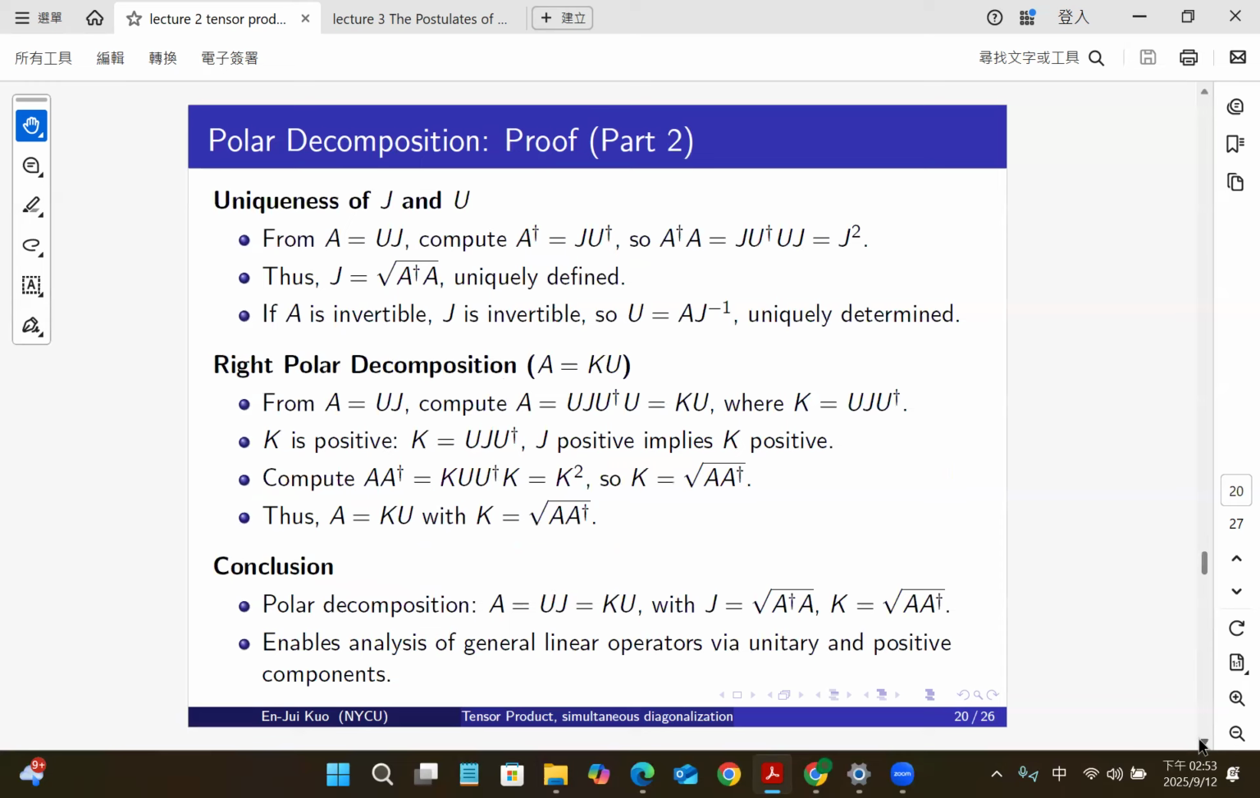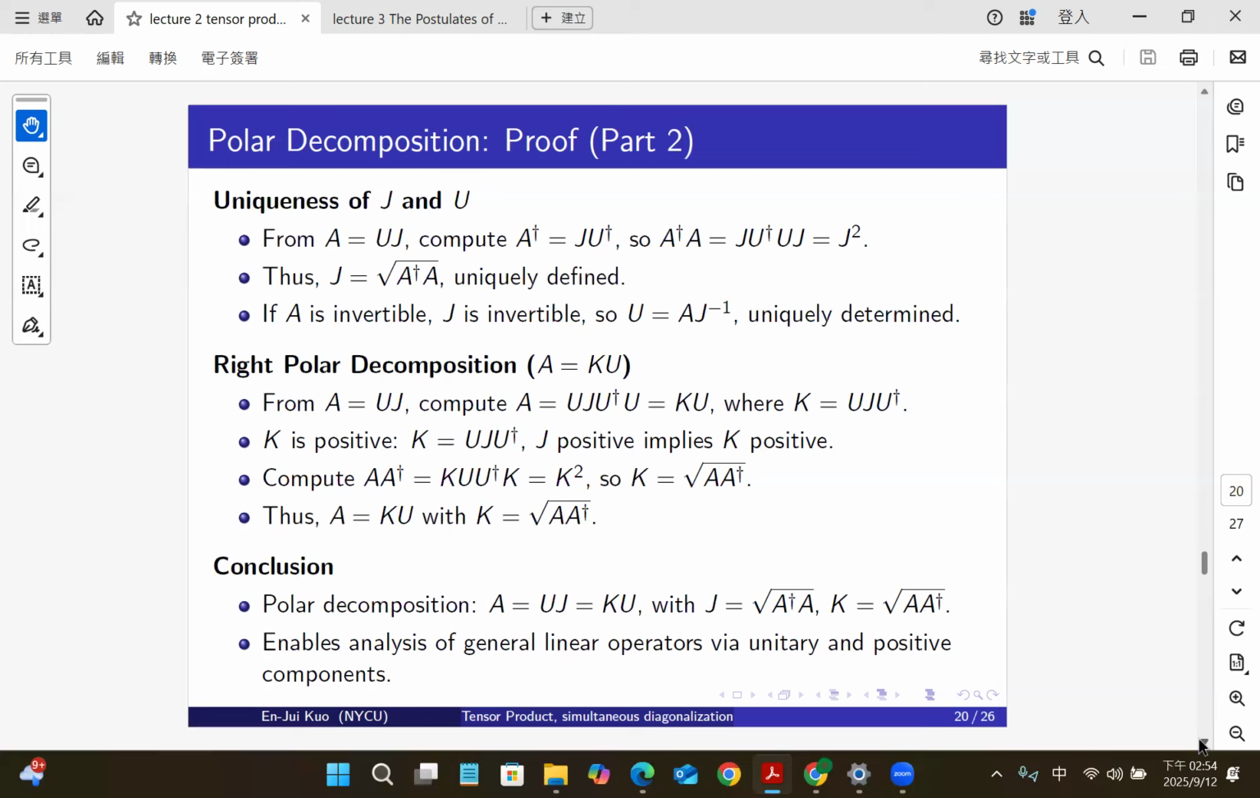So notice that if I write A in terms of UJ, then A dagger will be J times U dagger, because J is Hermitian. So A dagger A will be just U dagger UJ, but U is unitary, so J squared. So that means J is the square root of A dagger A. It's unique. So that means that if I write A in terms of UJ, then J is always uniquely defined.